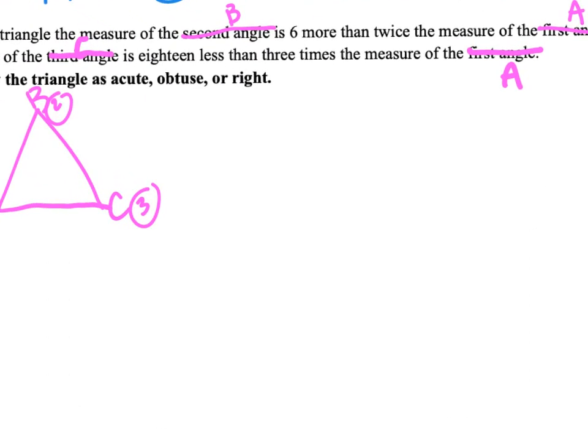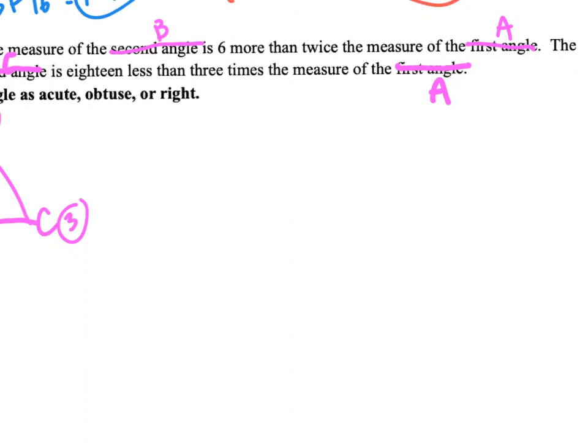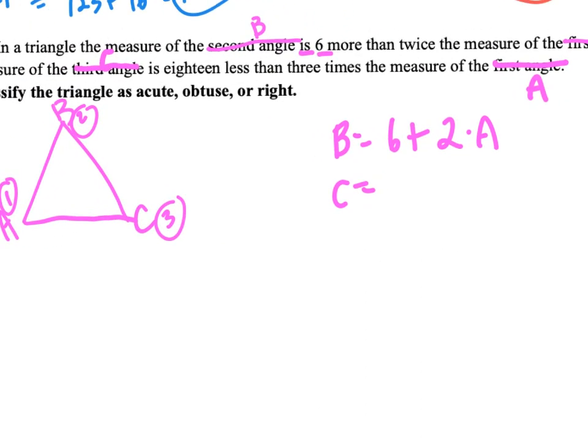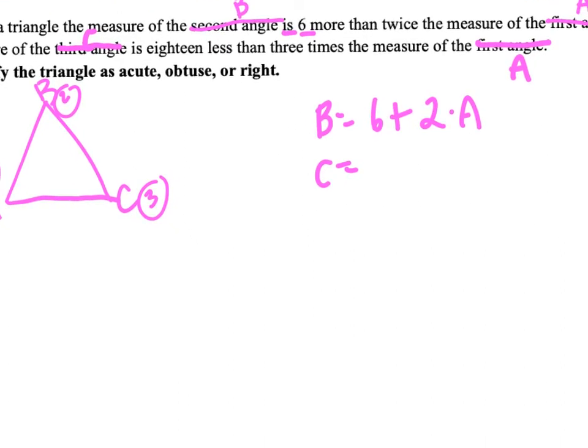So my first one, I'm going to use the first piece of information. So I know that I'm going to create an equation for B. So B is equal to 6 more than, so 6 plus twice the measure of the first angle. So twice, 2 times the measure of A, right? So that's my equation for B. I know that I have an equation for C, right? Because it says the measure of the third angle C is 18 less than. Okay, so remember that with less than, the 18 follows the subtraction sign. 3 times the measure of A, right? So 3 times A, okay? And then A is just A.